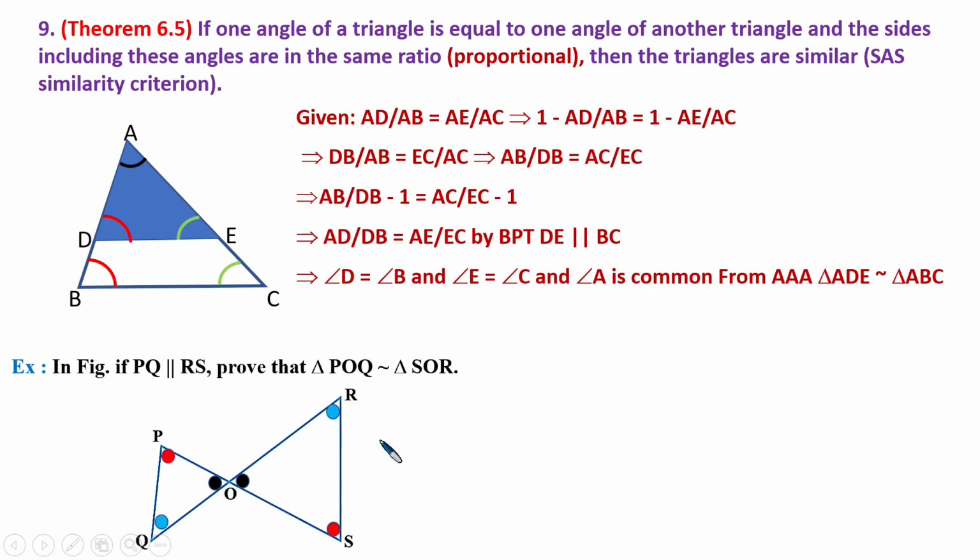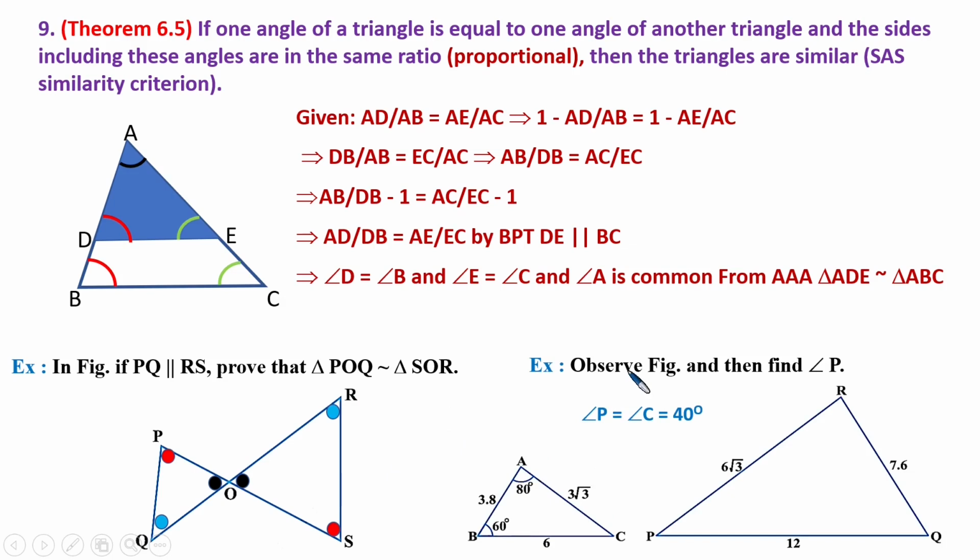So from the angles, triangle POQ is equal to triangle S. And very similar here, observe this figure and then find angle P. Now you see this is 3.8, this side, this 7.6. So these sides are in the same ratio. This is 6, this 12. So in this figure, all the sides are doubled, you get this, but it is slightly flipped.